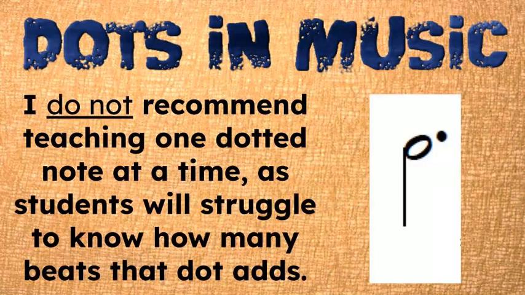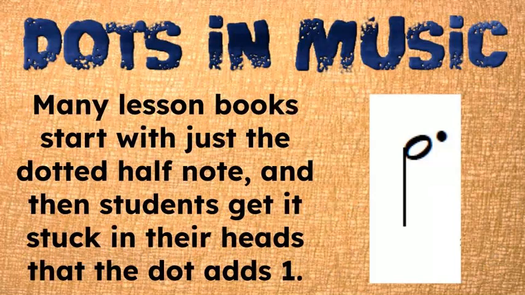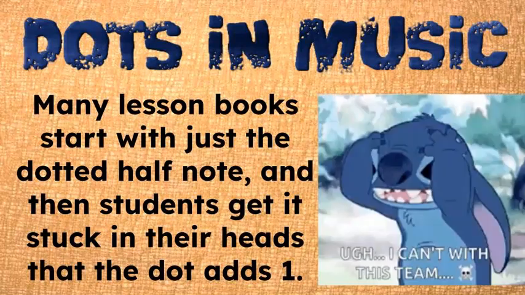A lot of times we'll have books that teach students about one dotted note first. I don't recommend this because if you tell kids that the dotted half note gets 3 beats, they start to think the dot always adds 1 beat. And that's not true. The dot is a variable that always adds a different amount of beats.